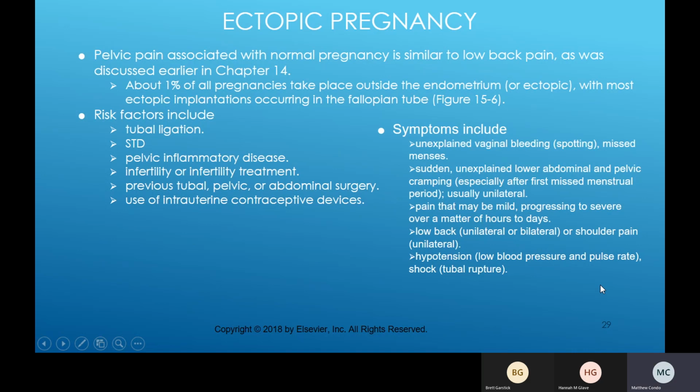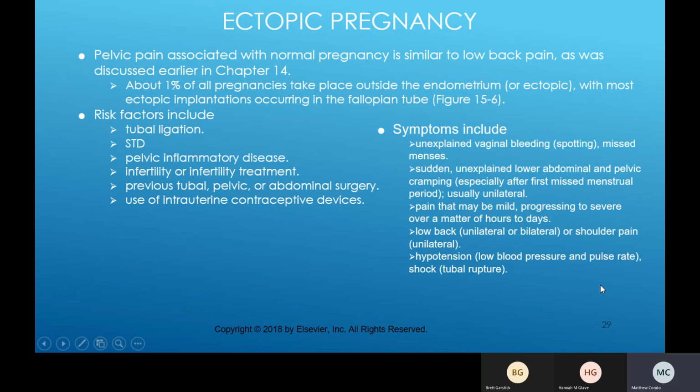Ectopic pregnancy is a big one. As weird as it sounds, about 1% of all pregnancies take place outside of the uterus or outside of the endometrium. This is a big one because a lot of times these patients are going to have a sudden, unexplained lower abdominal or pelvic cramping. It's going to happen big.